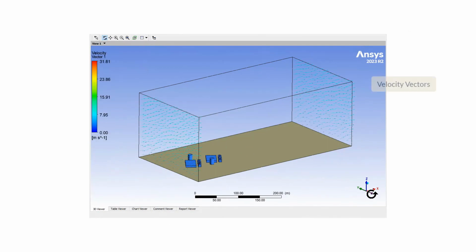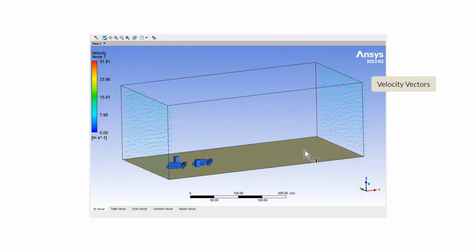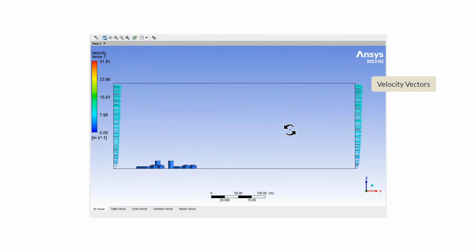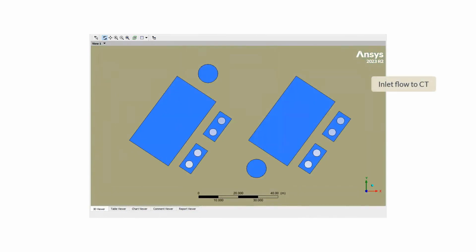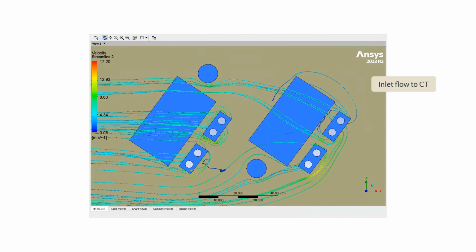These are the results after the convergence and mesh independence study. First, the velocity vectors at the inlet and the outlet, showing the profile created in CFX-Pre. Next, the streamlines of the flow entering each cooling tower. Here you can see how the adjacent equipment may affect the flow pattern.